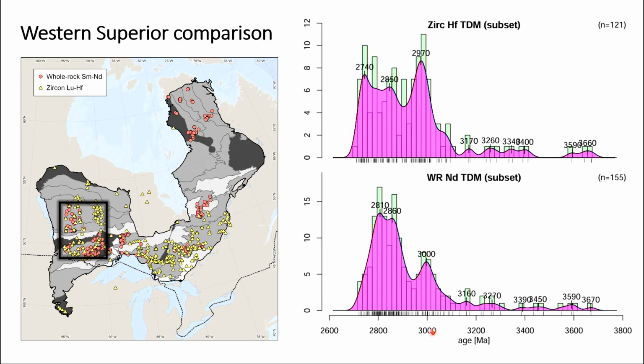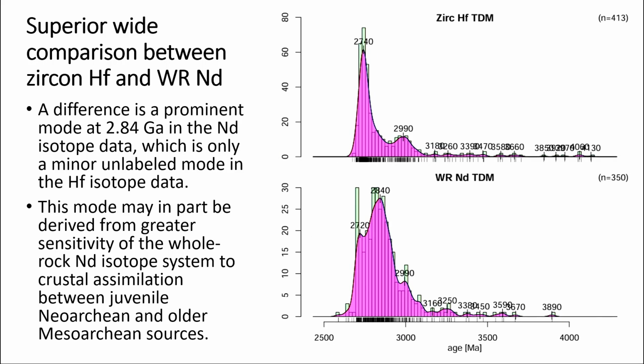So this is a comparison of a subset of data from the Western Superior Province, outlined in the black box there. And I've made KDEs for both the whole rock neodymium and the zircon hafnium, and what you find is that there's essentially exact overlap between them, except we're missing a Neo-Archean peak here, which again is probably a result of the greater sensitivity of the neodymium isotope system to crustal assimilation.